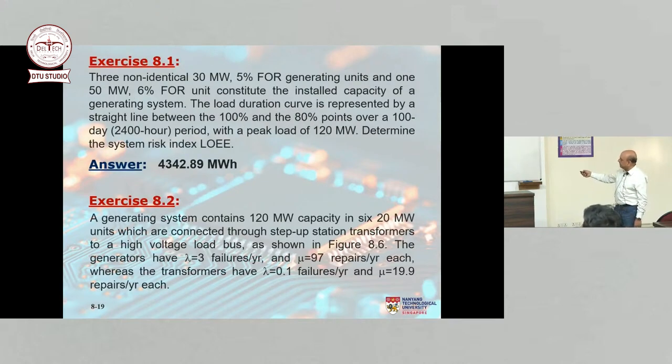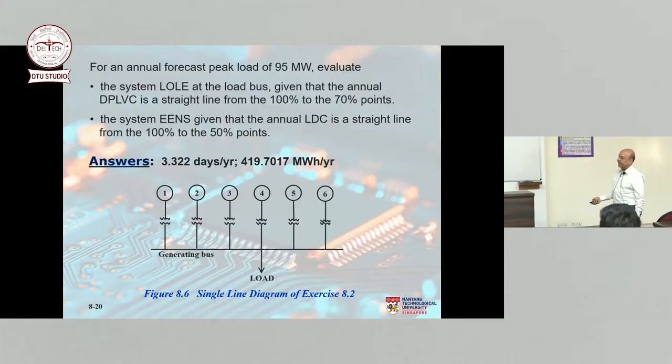The generators have failure rate of 3 failures per year and 97 repairs per year, whereas the transformers have failure rate of 0.1 failures per year and a repair rate of 19.9 repairs per year. Notice the difference between the repair rates of the generators and transformers. You should be convinced, especially those working in the industry, that a transformer needs much longer to repair, right? So the repair rate cannot be very high. You can't repair 500 times a transformer in a year. It takes much longer, sometimes weeks, to repair a transformer. Okay? So this is a very practical question.